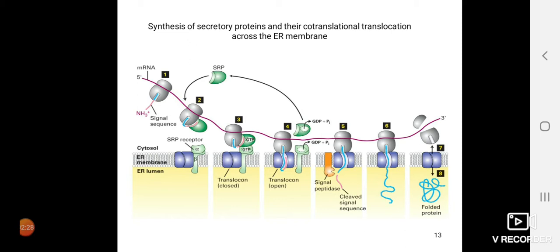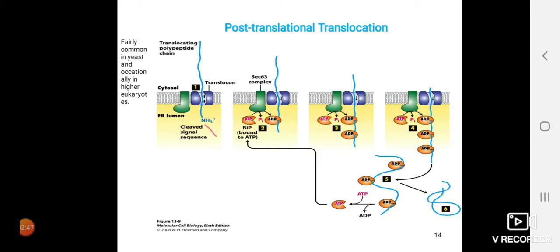This co-translational translocation is an important step in the synthesis of secretory proteins, which get secreted out of the cell through the secretory pathway. Then there is one more, called post-translational translocation.